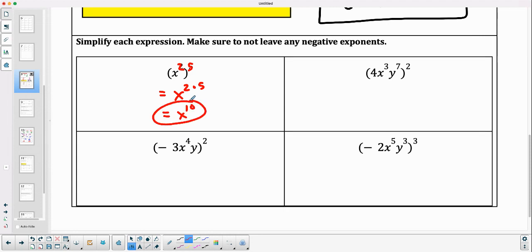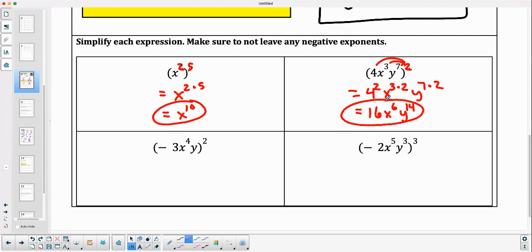Then we get into the power of a product right away. If you look at this next one, this 2 on the outside is going to go to everything on the inside. So we need this 4 to be squared, we need this x to the third to be squared, and we're going to be multiplying that x to the 3 times 2. And then we're going to do this y to the 7 times 2. I'm just distributing that outside 2 exponent into everything on the inside. That gives me 16, x to the 6th, and y to the 14. Okay, 4 squared is 16.